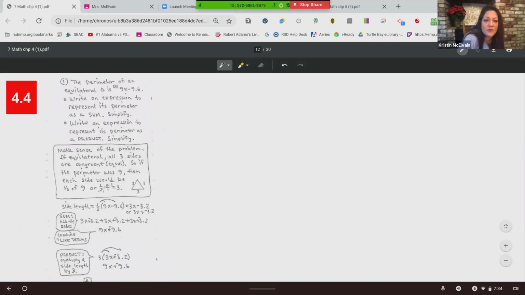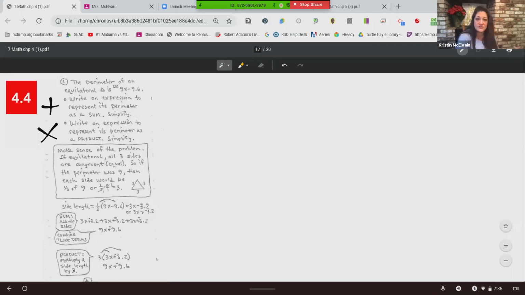This is 4.4 homework. It says the perimeter of an equilateral triangle, you will see this in your notes next week, is 9x minus 9.6. So you want to write an equation to represent its perimeter as a sum. And of course, there's 3 sides in a triangle, and then simplify. The next thing says write an expression to represent its perimeter as a product. So product is the answer to a multiplication problem. Okay, so this one is for sum. This one is for multiplication.